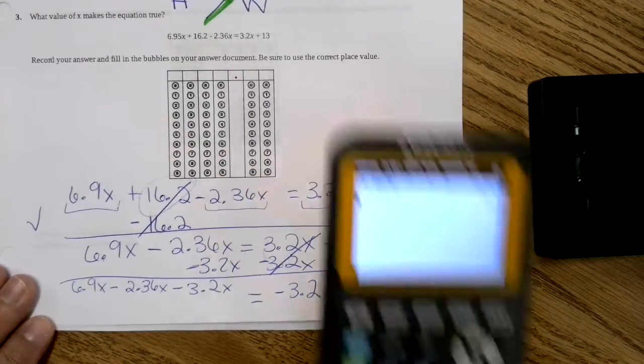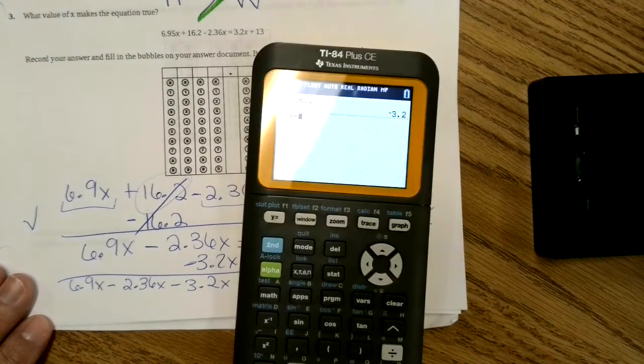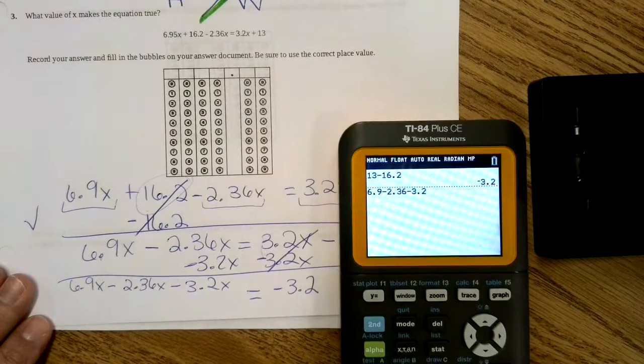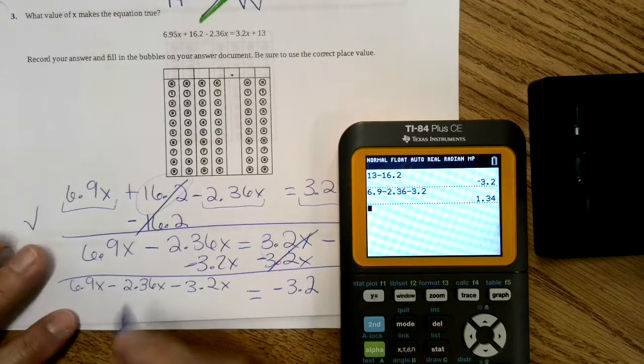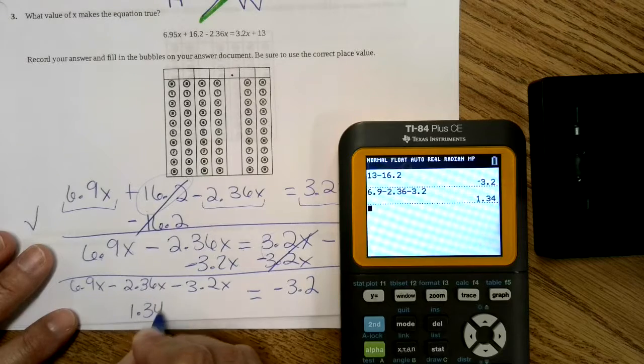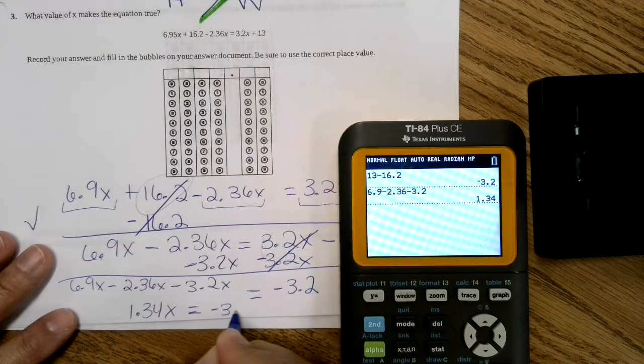So 6.9 minus 2.36 minus 3.2. So I just am going to subtract all of those because that's the subtraction sign in between them. And I get 1.34. But it's an x. Don't forget its last name. And then it equaled negative 3.2. Almost done.